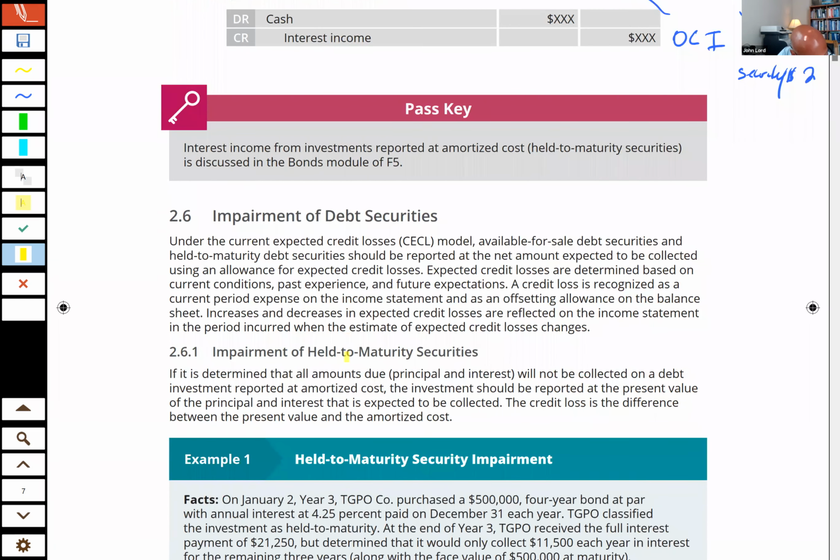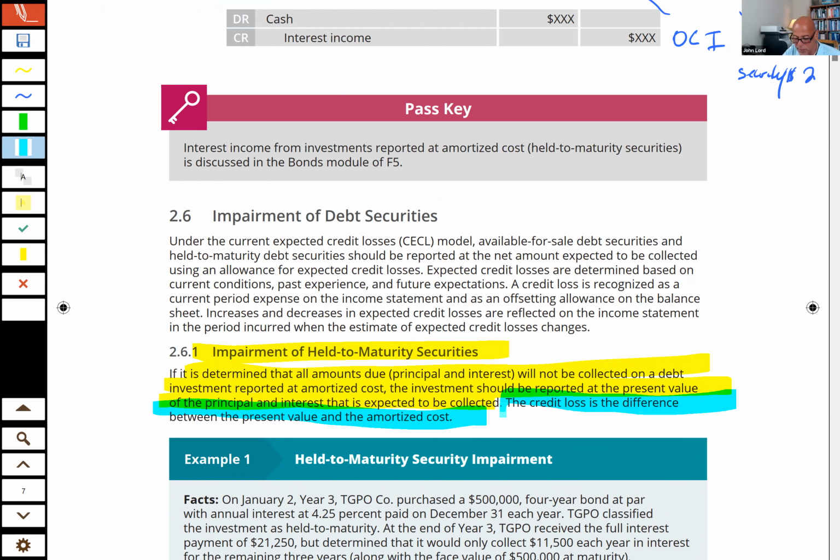Okay, good. Now you come over and what if there is an impairment of a debt security? This gets a little bit tricky. So far, stuff's pretty straightforward. If it is determined that all amounts, principal and interest, will not be collected on the debt investment reported at amortized cost, the investment should be reported at the present value of the principal and interest that is expected to be collected. There will be a credit loss for the difference between the present value and the amortized cost that you're carrying it at.